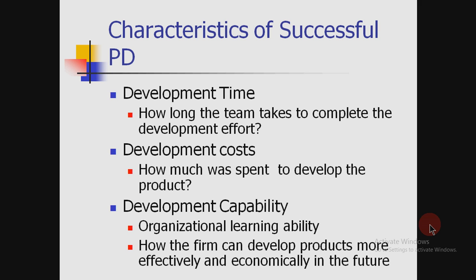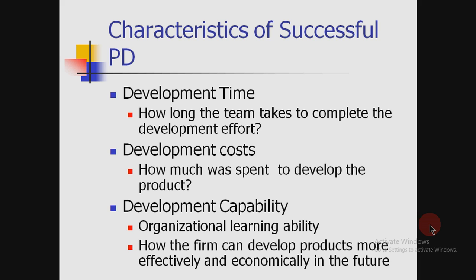Now the other thing is the development time. How long does the team take to complete the development effort? We can take an example: if we are going to manufacture something for the summer season, our main effort is that before the summer comes, we are able to produce it and launch it in the summer. Similarly, for anything for the winter or anything with a seasonal or festive effect, the team works so that the product is completed within that time limit, right?